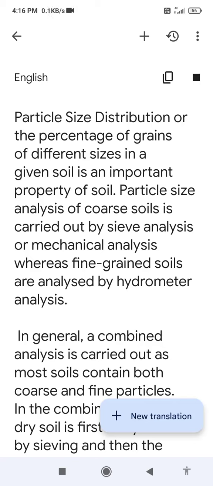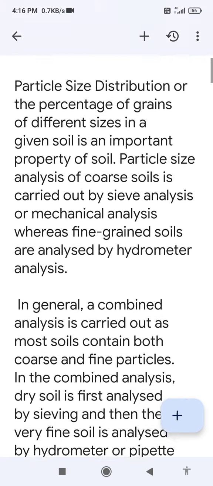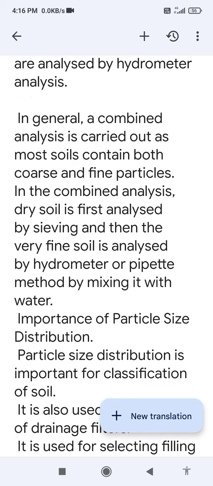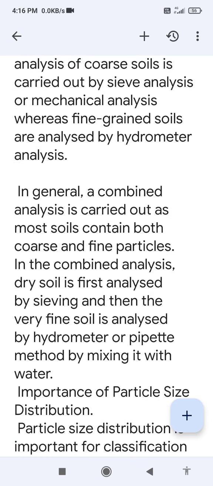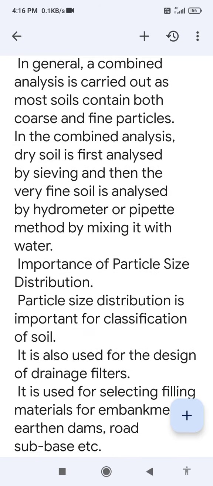Particle size distribution, or the percentage of grains of different sizes in a given soil, is an important property of soil. Particle size analysis of coarse soils is carried out by sieve analysis or mechanical analysis, whereas fine-grained soils are analyzed by hydrometer analysis. In general, a combined analysis is carried out as most soils contain both coarse and fine particles. In the combined analysis, dry soil is first analyzed by sieving, and then the very fine soil is analyzed by hydrometer or pipette method by mixing it with water.